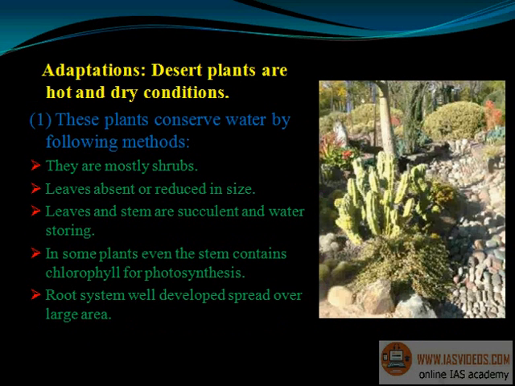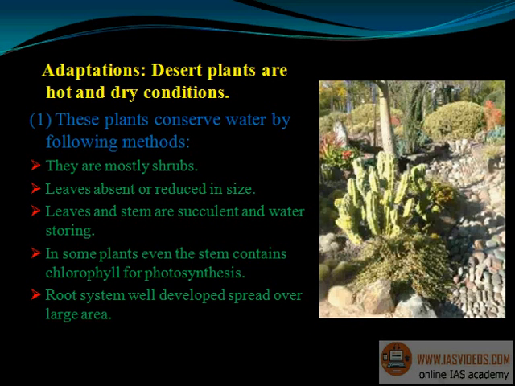Adaptations. Desert plants are adapted to hot and dry conditions. 1. These plants conserve water by following methods. They are mostly shrubs. Leaves absent or reduced in size. Leaves and stem are succulent and water-storing.